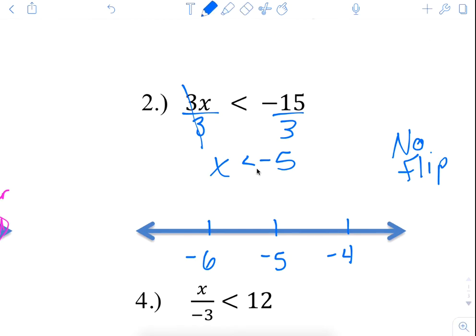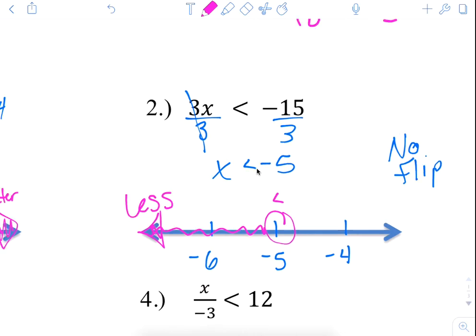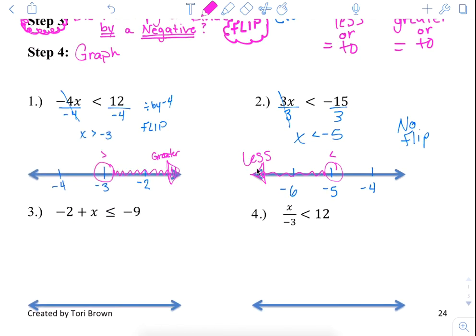All right, so what kind of circle are we going to have? This one's going to be open again because it's a less than. And because it's less, which way do we want to shade? Good, we want to shade towards the smaller numbers because we are less. We want to be less than. Okay? All right, we are moving on to number 3.